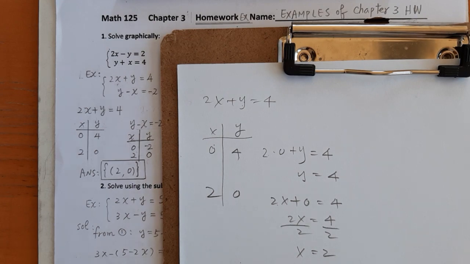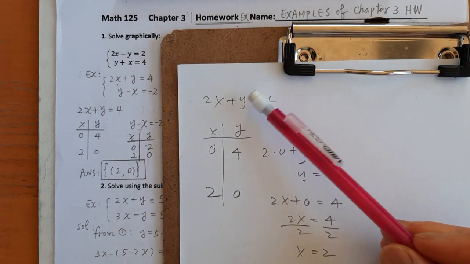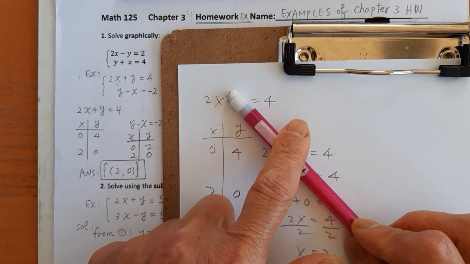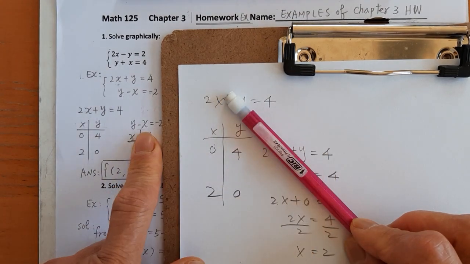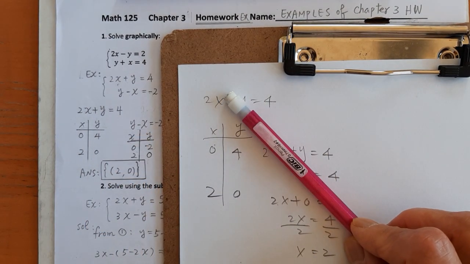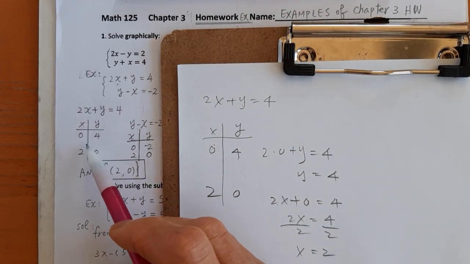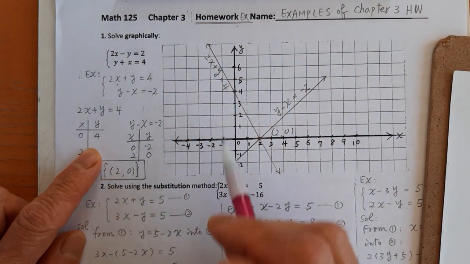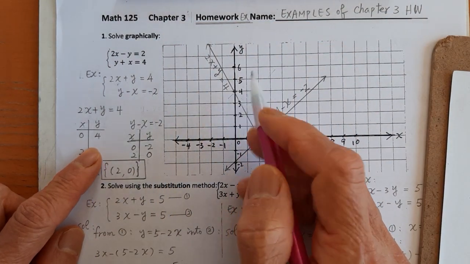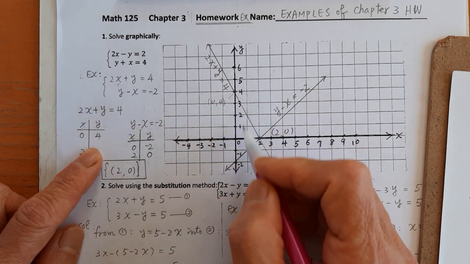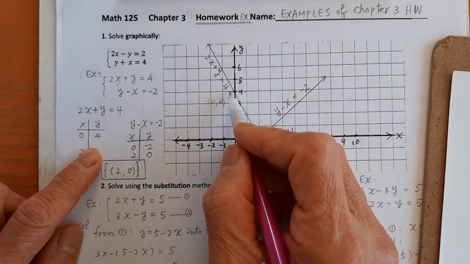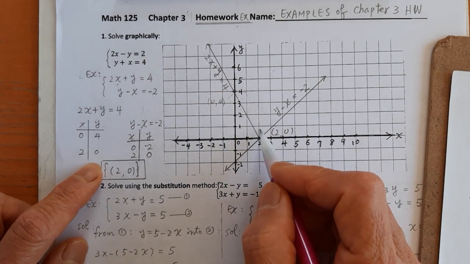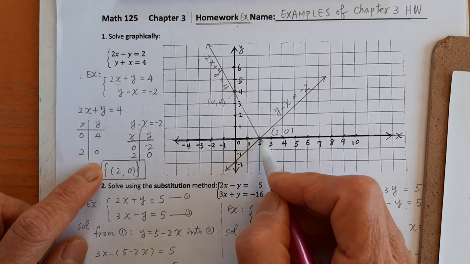The quick way is to cover the y term, and you get 2x equals 4. Divided by 2 on the left and the right, you get x equals 2. So that's the x-intercept, and this is the table. Now the point 0, 4 is the y-intercept: x coordinate is 0, y coordinate is 4. Another point is 2, 0: x coordinate is 2, y coordinate is 0.